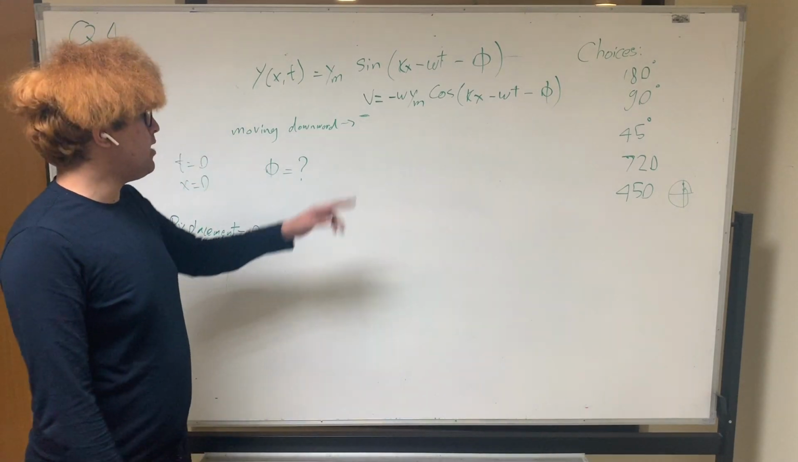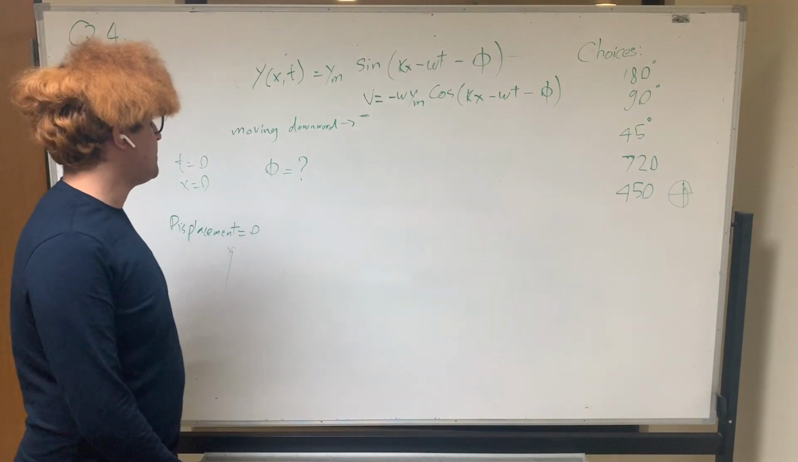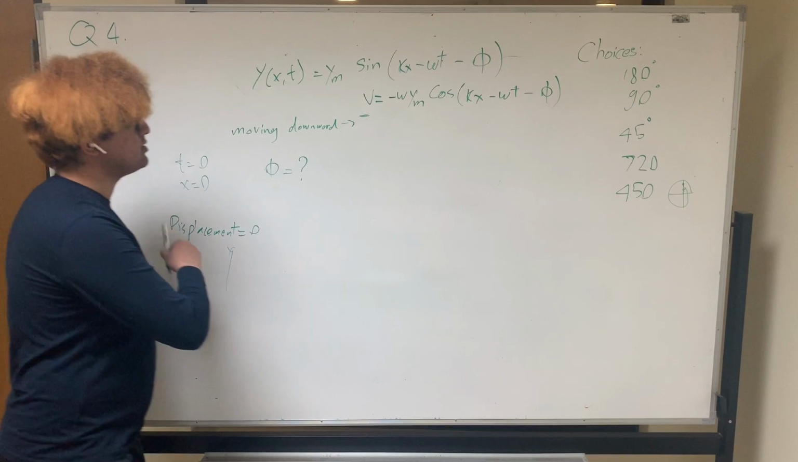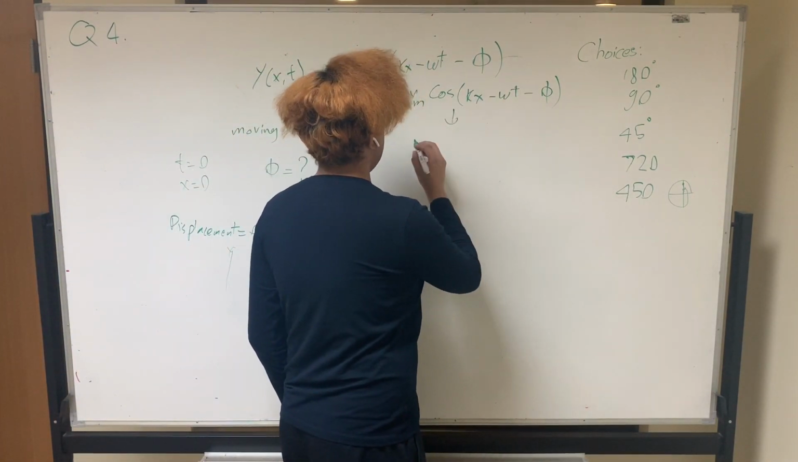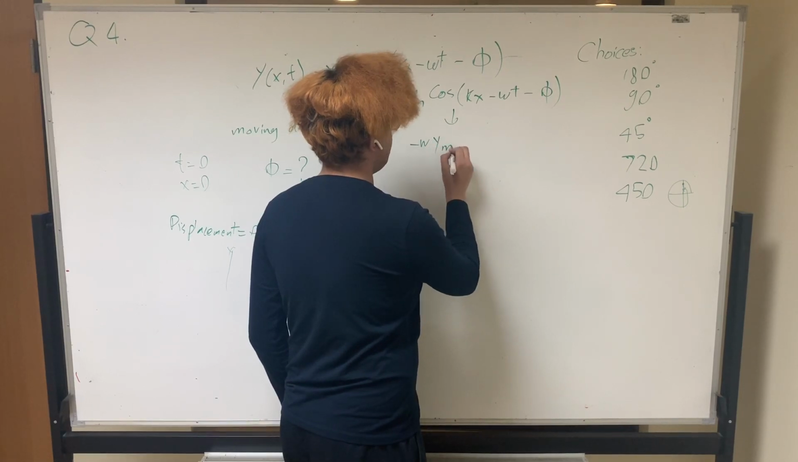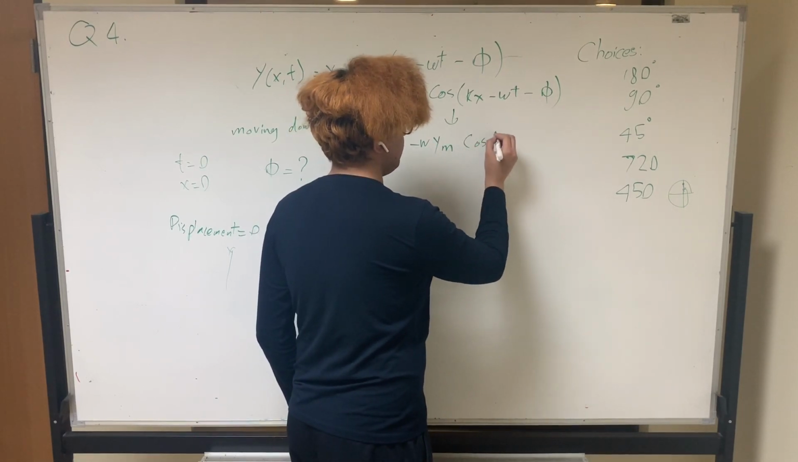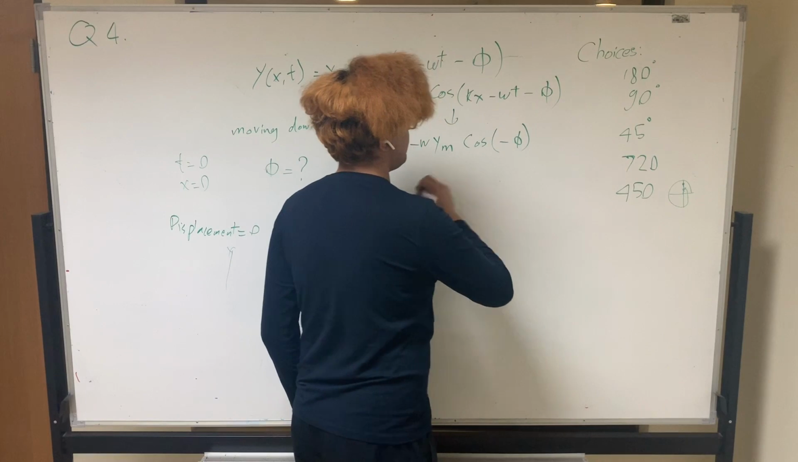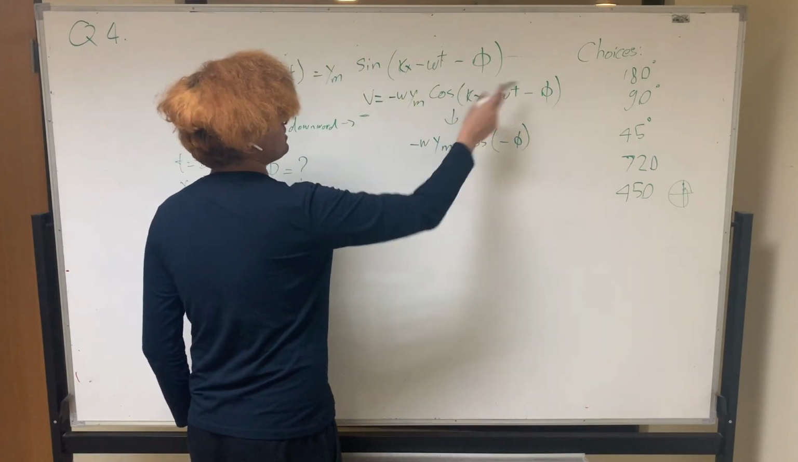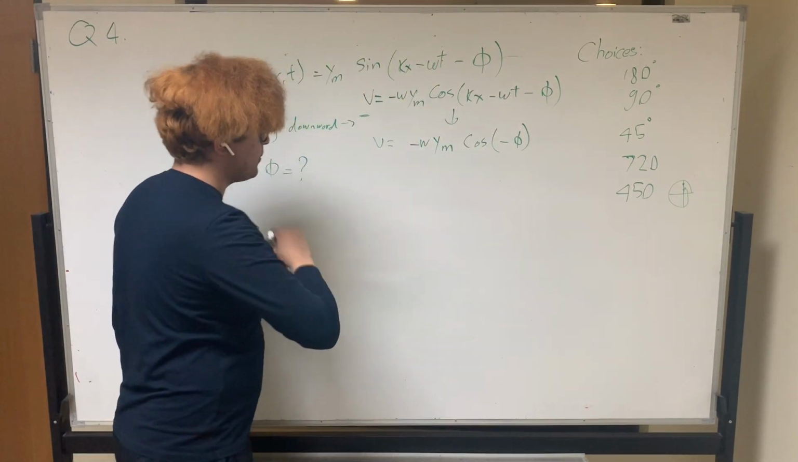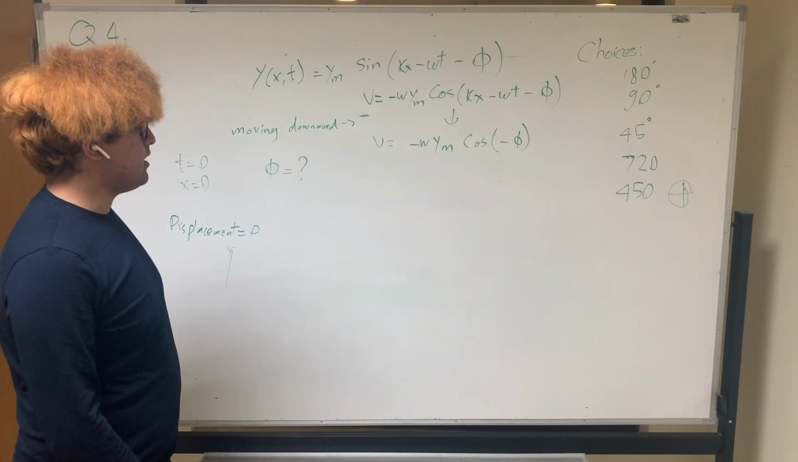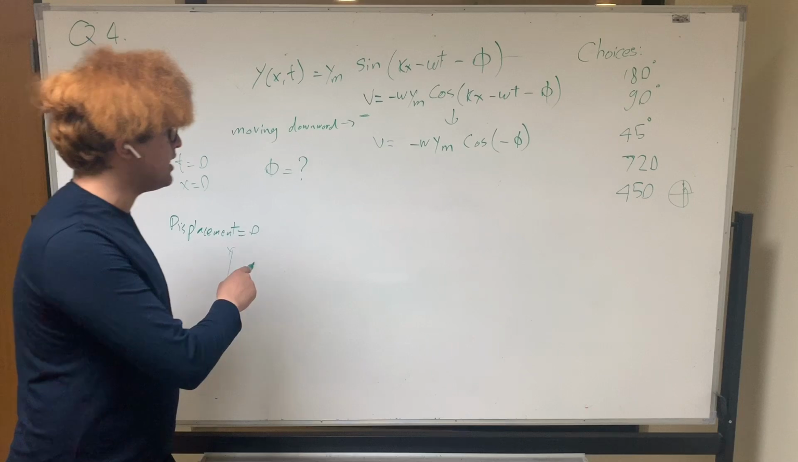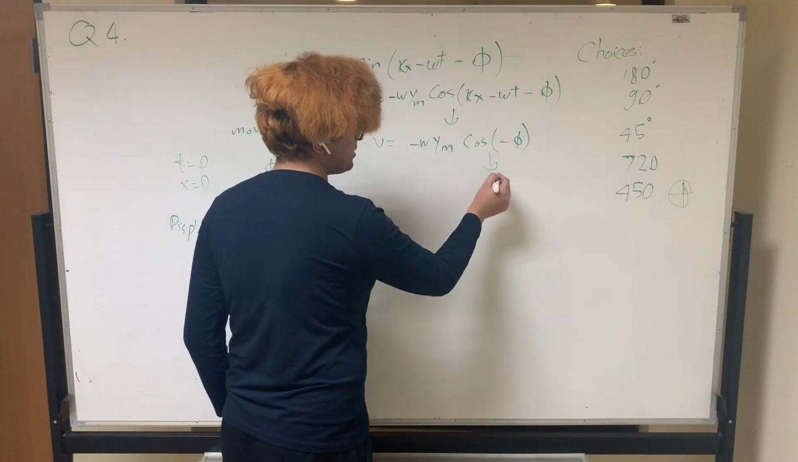Okay, so now we have the equation of the velocity, and we know that t is 0 and x is 0, which reduces the equation into this: minus omega ym cosine of minus phi. Because these terms cancel out, and this is our velocity now. So we know that the velocity must be negative, which means that cosine here must be positive.